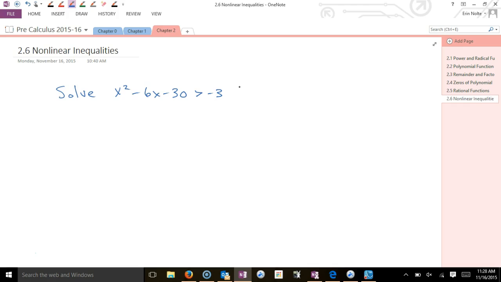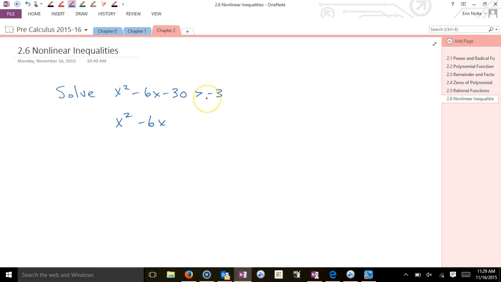Okay, so how do you solve a nonlinear inequality? Well, for starters, this happens to be a quadratic inequality. So I'm going to start by thinking that this is simply a quadratic equation, and I'm going to solve it as if it were a quadratic equation. If this was an equal sign instead of a greater than sign, how would you solve that? Start by setting it equal to 0 and solve it. So that's exactly what I'm going to do.